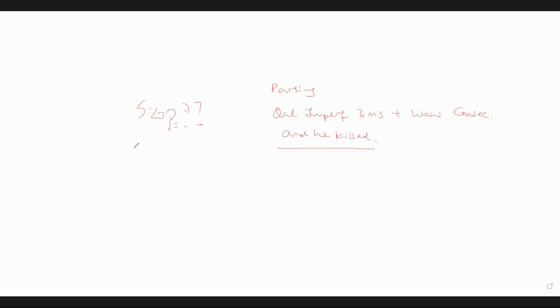So it's an imperfect because you can see this part is an imperfect. It's third person masculine singular, okay, the he. But it's a waw consecutive because you add in this vowel prefix, and you convert the tense from imperfect into perfect. So, and he killed. So Qal imperfect third person masculine singular waw consecutive. If you do a parsing like this, you will know exactly how it will come out: and he killed. Okay.